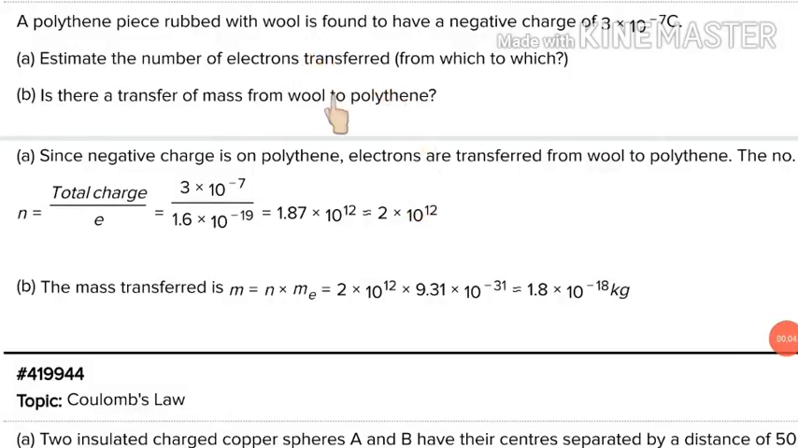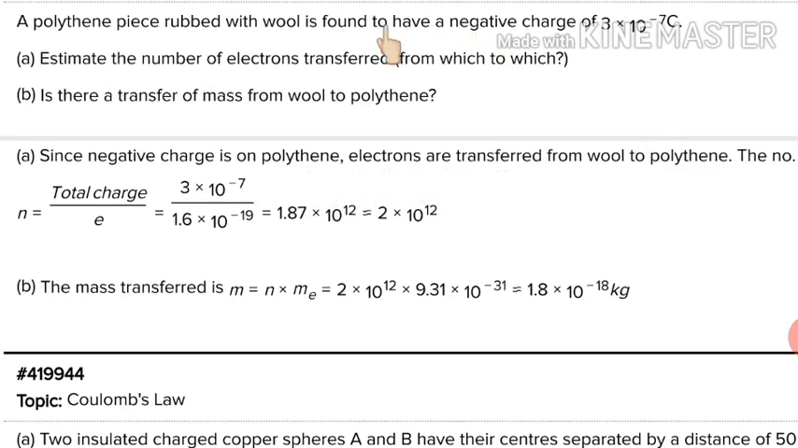Next question is: a polythene piece rubbed with wool is found to have a negative charge of 3 into 10 to the power minus 7 coulomb. First part of the question is to estimate the number of electrons transferred, and from which to which. Polythene has acquired negative charge, which means it has gained electrons. So electrons are transferred from wool to polythene.